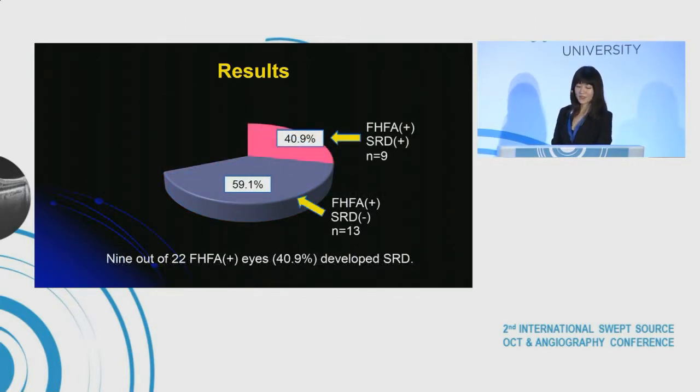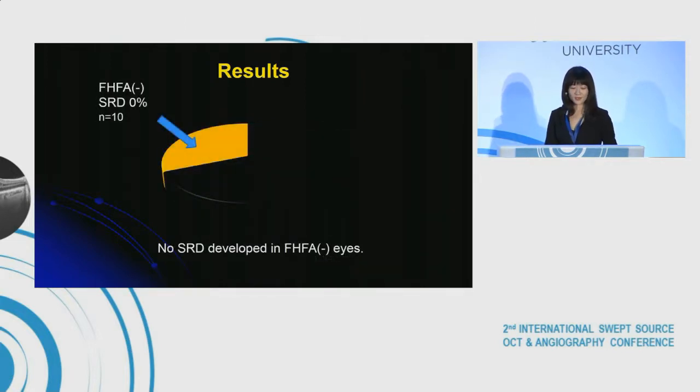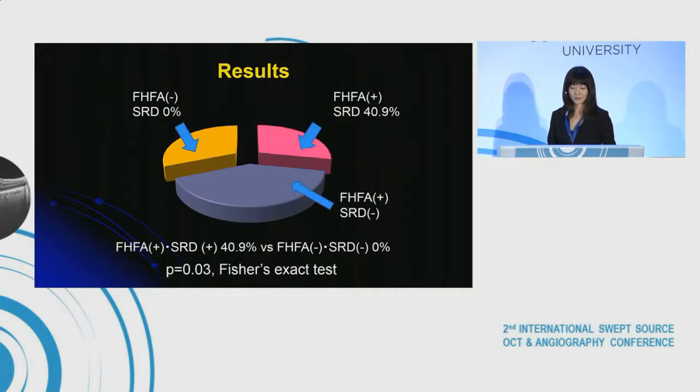During follow-up, 9 out of 22 patients with FHFA developed an SRD. In contrast, none of the 10 eyes without FHFA, that is, with normal ICGA, developed SRD. The statistical significance of differences in SRD development between the groups with and without FHFA was confirmed.